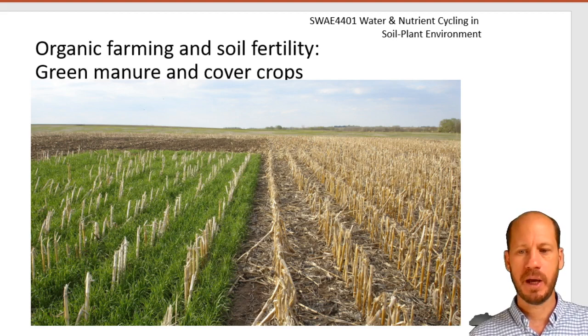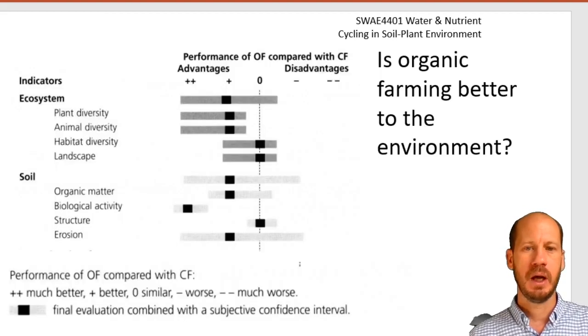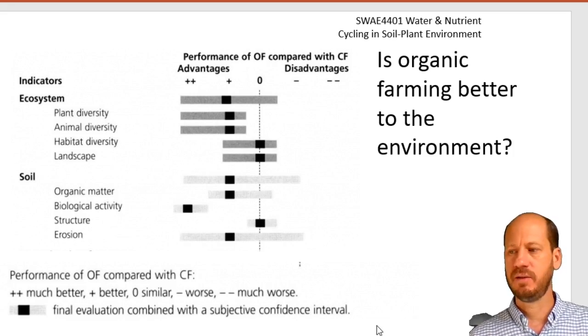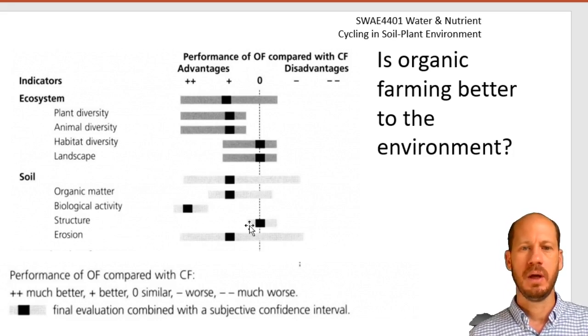Now let's talk about the environment. Is organic farming better or worse for the environment? This is a study which compiles data from several other studies, a meta-analysis, and it shows some of the advantages and disadvantages of organic farming. You have plant diversity much better and animal diversity much better than a conventional farming system. Habitat diversity and landscape is neutral.